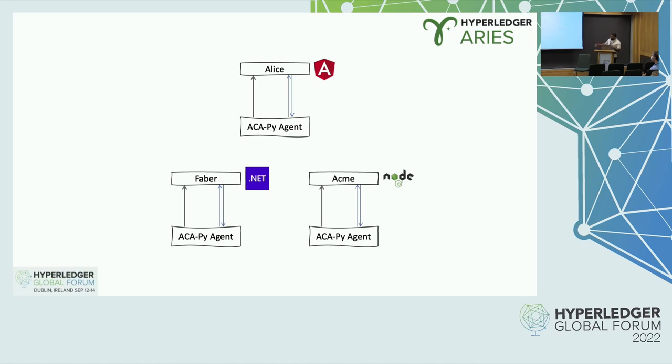So this is the kind of setup that we have. They're technically three different ACA-Py instances, but they're one Aries framework. So Alice is going to be written in Angular. Faber is written in .NET, and ACME is written with Node.js.